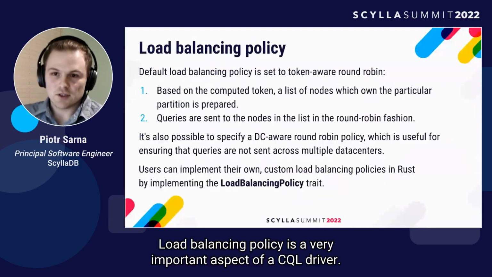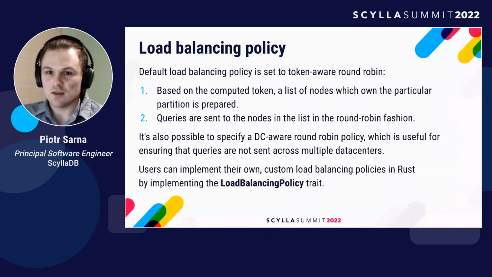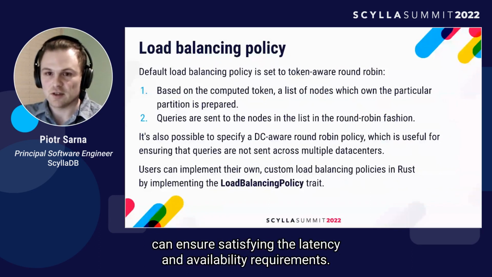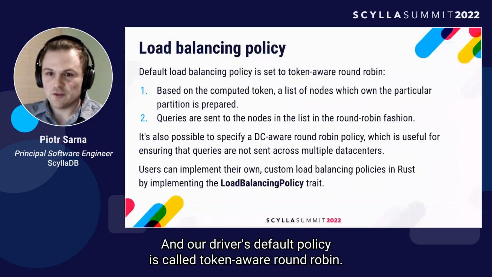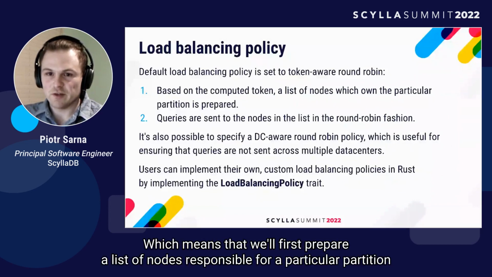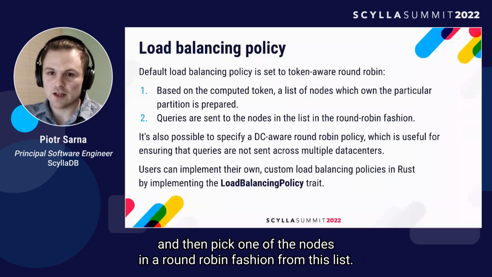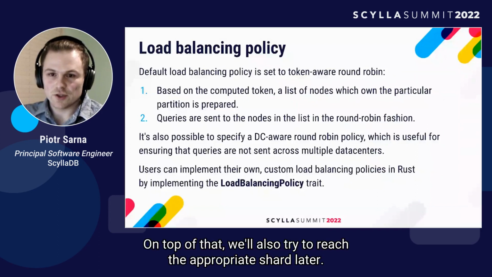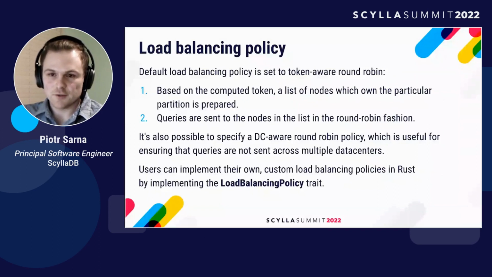Load balancing policy is a very important aspect of a CQL driver. A load balancing policy fitting to the workload can ensure satisfying the latency and availability requirements. And our driver's default policy is called token-aware round-robin, which means that we'll first prepare a list of nodes responsible for a particular partition, and then pick one of the nodes in a round-robin fashion from this list. On top of that, we'll also try to reach the appropriate shard directly.